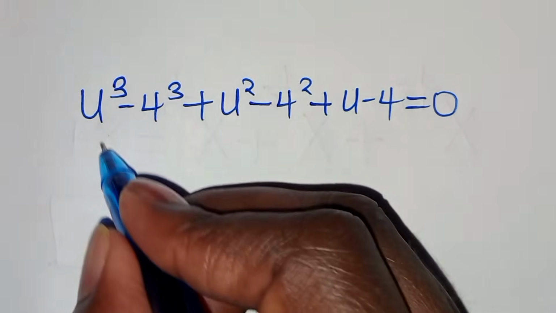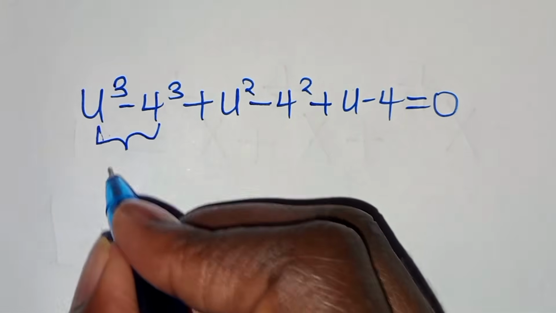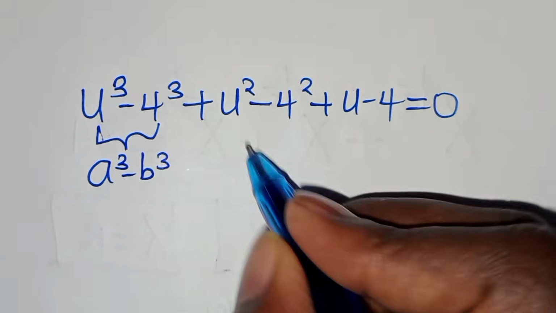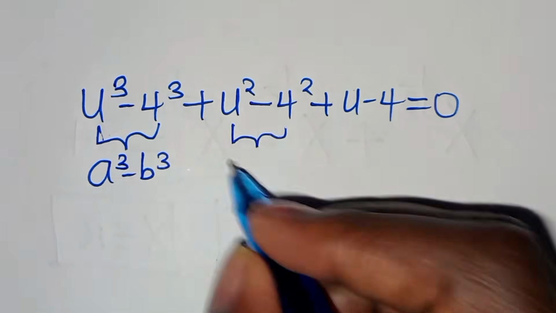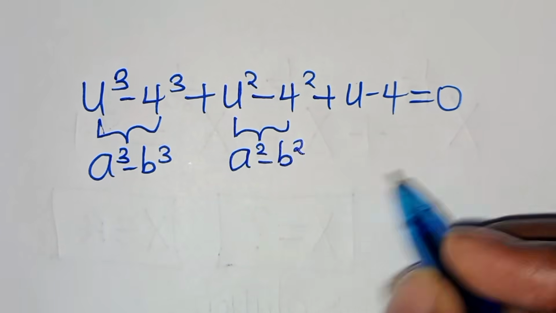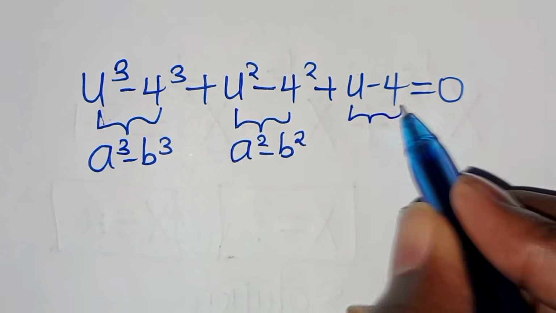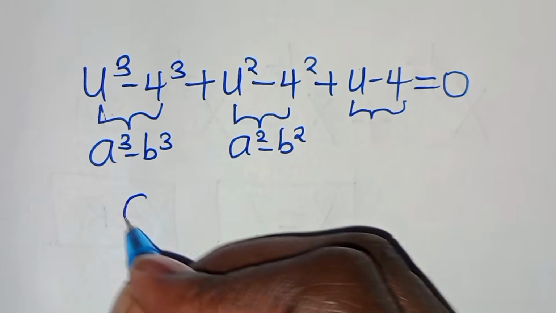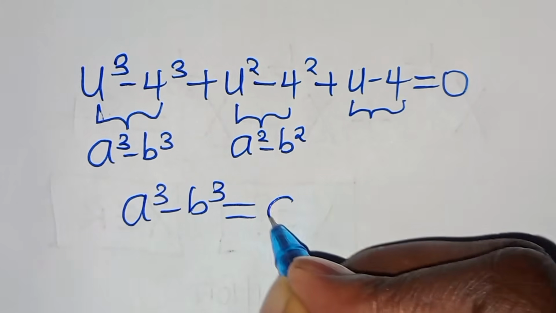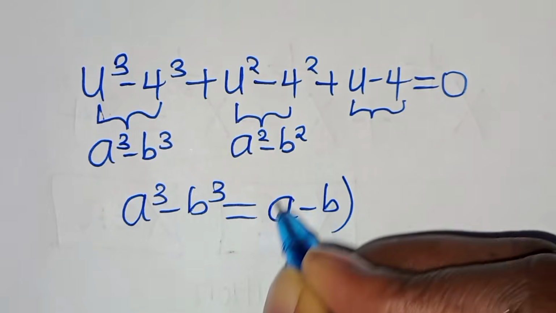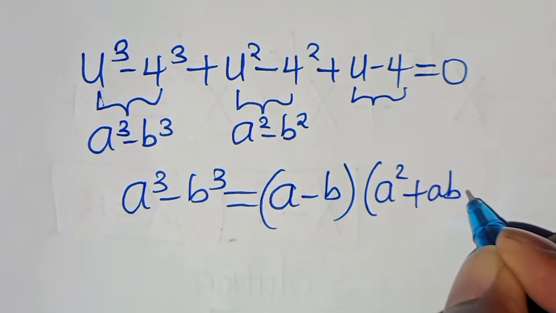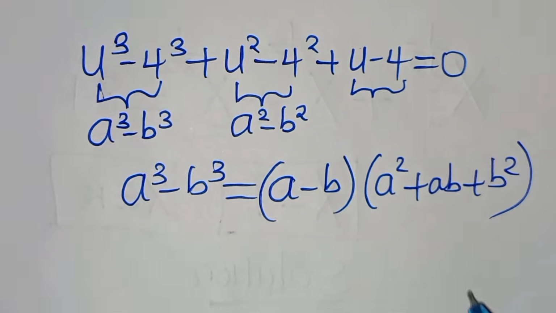Now we have got 3 parts here. The first part is the difference of 2 cubes, expressed as a to the power of 3 minus b to the power of 3. The second part is the difference of 2 perfect squares, expressed as a squared minus b squared. Then we have the third part here. So we have that a to the power of 3 minus b to the power of 3 can be expressed as a minus b, times a to the power of 2 plus a times b plus b to the power of 2.